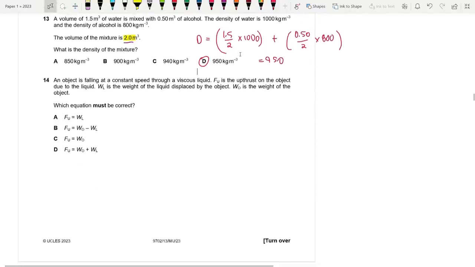An object is falling at a constant speed through a viscous liquid. Fu is the upthrust on the object due to the liquid. WL is the weight of the liquid displaced by the object. W is the weight of the object. Which equation must be correct?